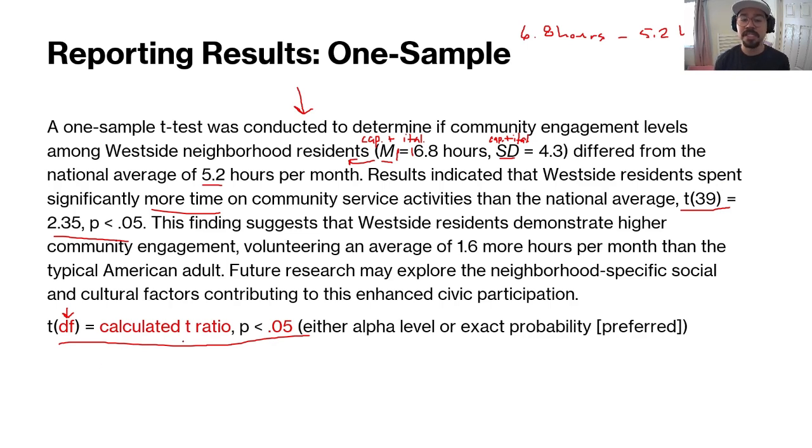This calculated T ratio is the one that we calculated. Remember that we did the math in order to determine that our calculated T was 2.35. We plugged that in right here. This comma is always supposed to be there. Space, I forgot to let you all know there should be a space here, space here. There's a space between the comma and P, space between P and this greater than symbol, and then 0.05.